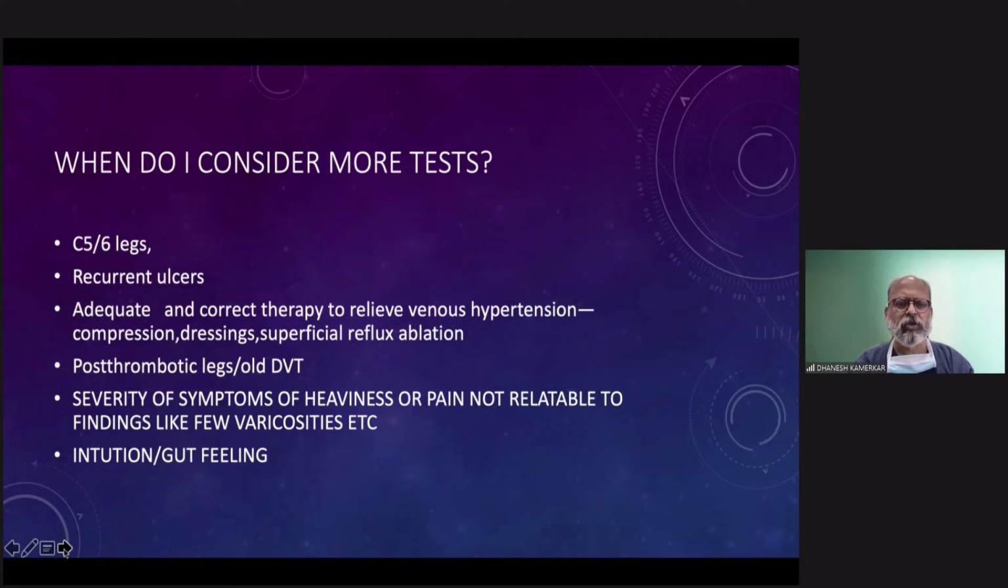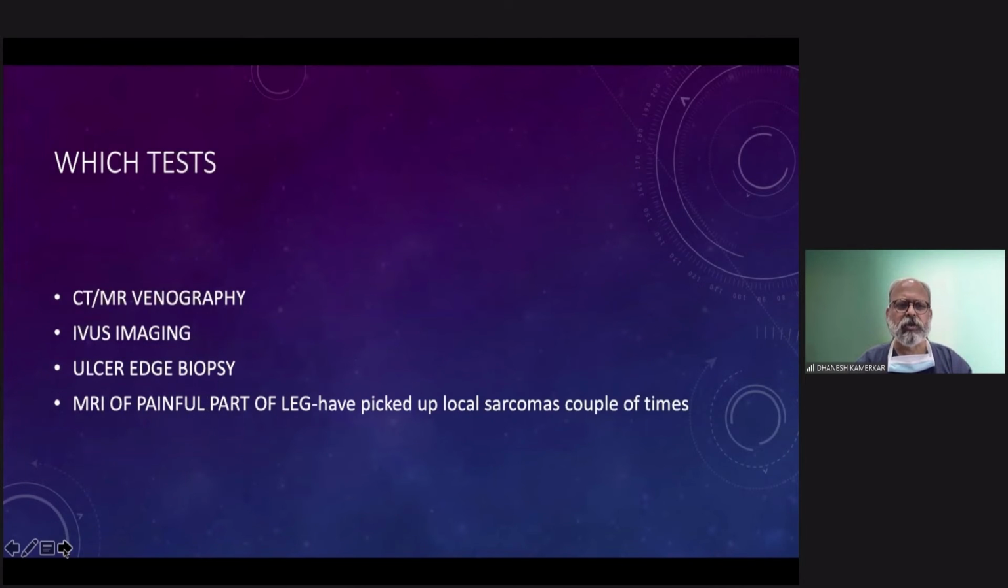If it's a post-thrombotic leg or old DVT, and the severity of symptoms, heaviness or pain, is not relatable to findings like few varicosities, like sometimes in young women you might see few varicosities but the pain and heaviness is a lot worse, or there's a history of May-Thurner syndrome.